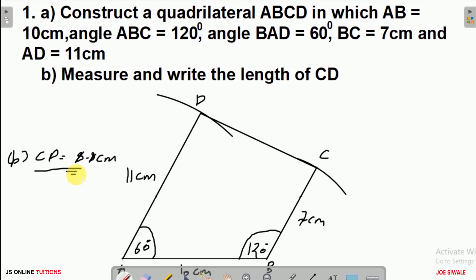And we have said the quadrilateral is a polygon that has got 4 sides, 4 vertices, and 4 angles.